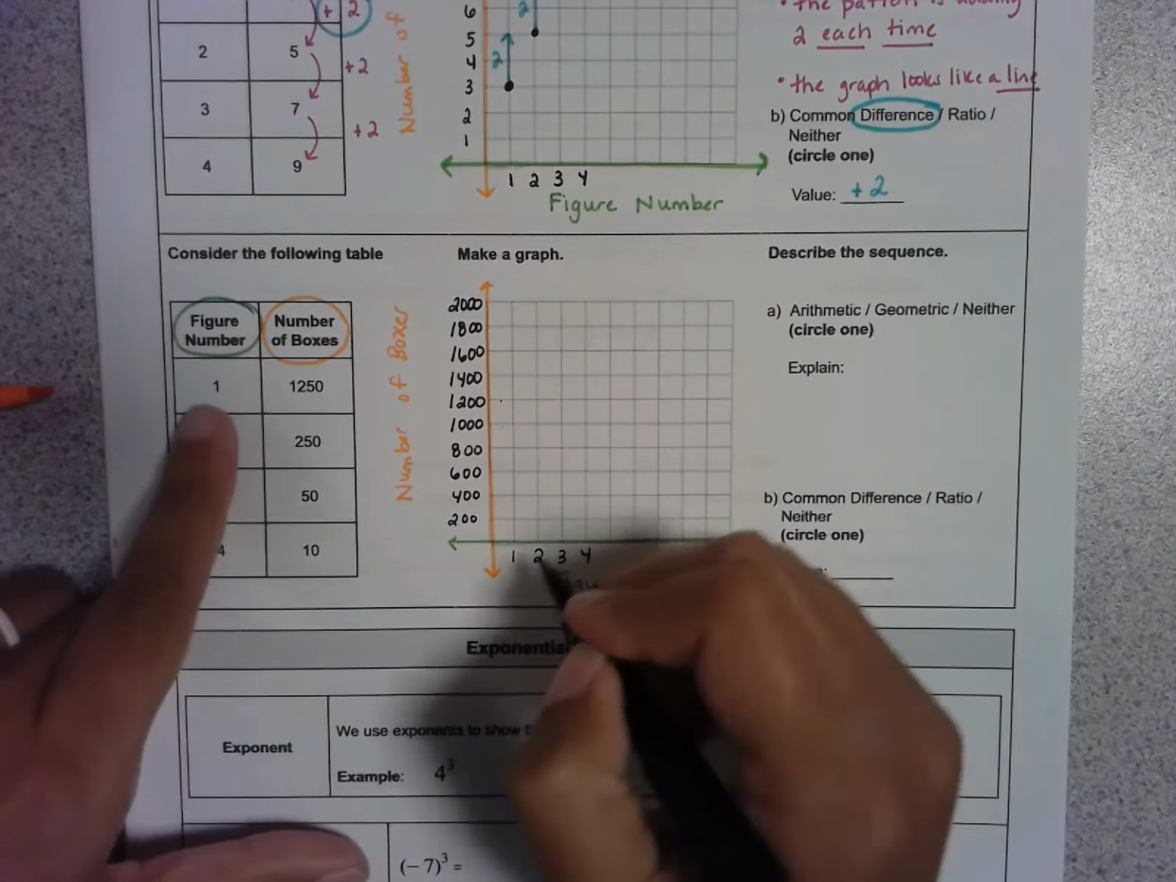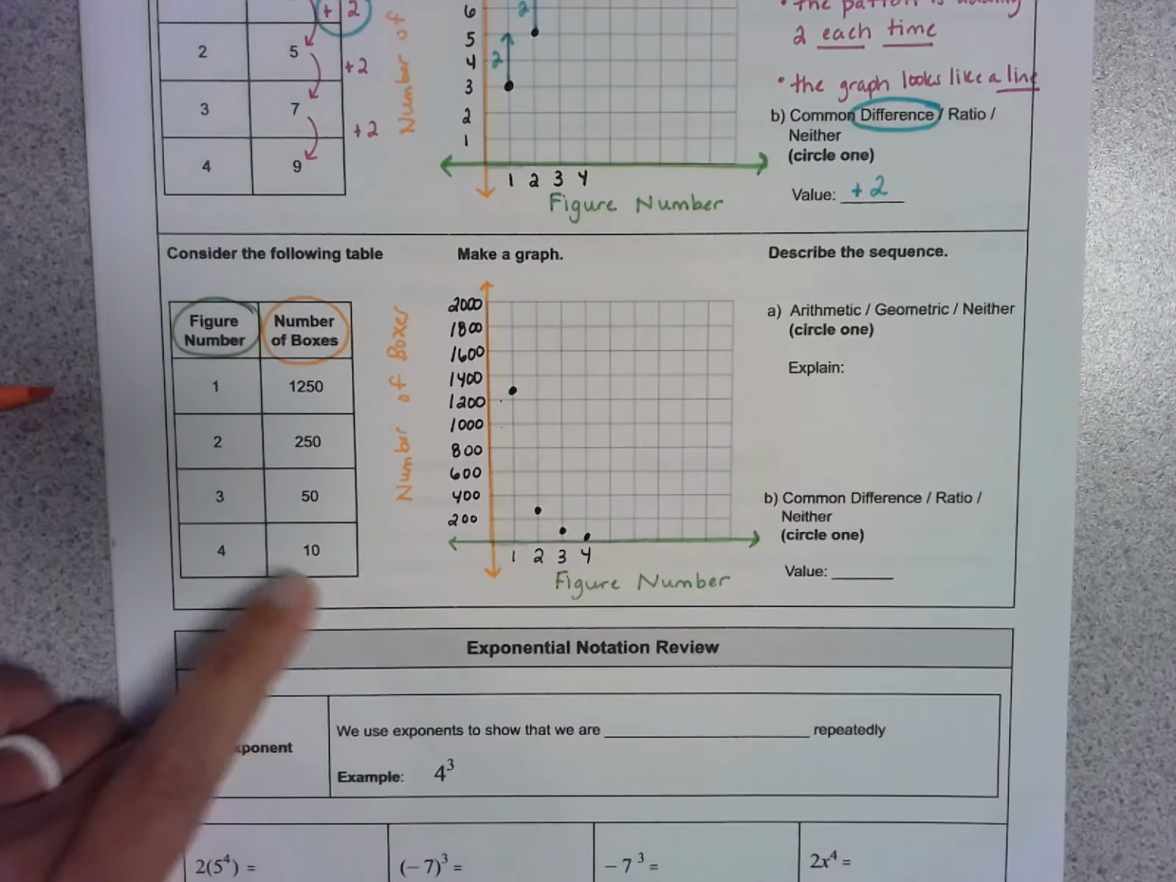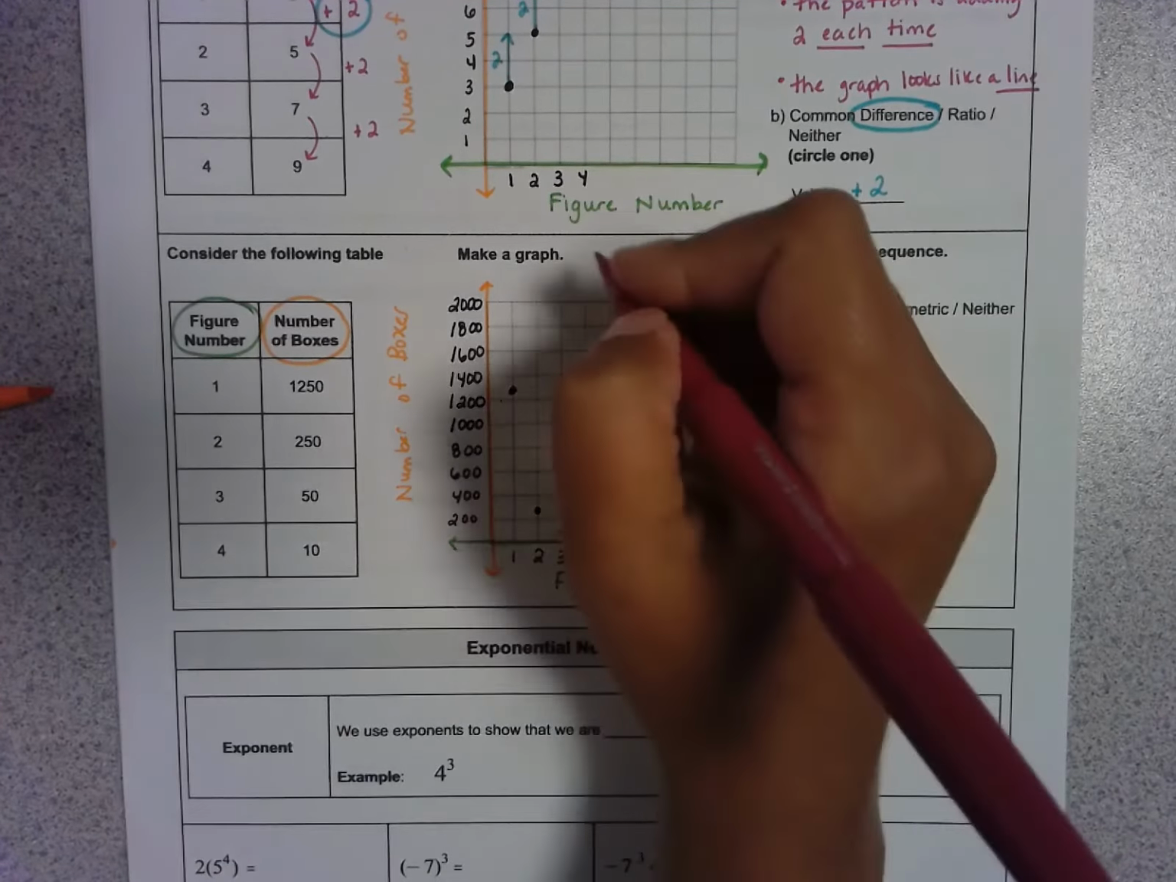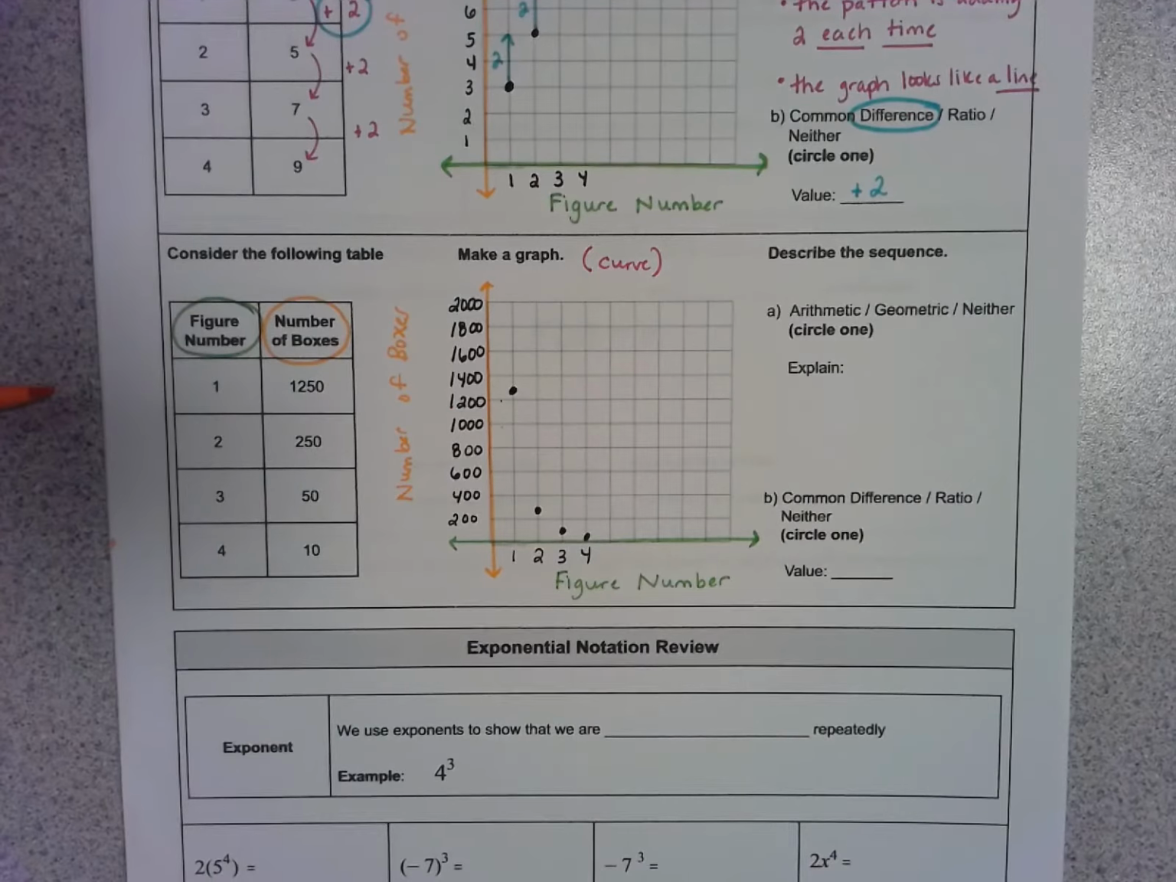Now the first point is going to be 1 and then 1,250, so a little bit above the 1,200. Then I'm going to have 2 and 250, so a little bit above the 200. 3 and 50, so a little bit above the bottom. 4 and 10, so really close to the bottom. Right away, I'm noticing that this graph is not a line anymore. It looks more like a curve.